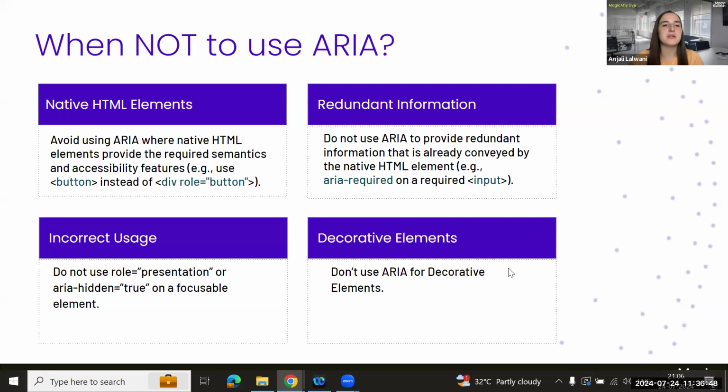This poll reads, which ARIA attribute would you use to indicate that an element is being updated dynamically? Your first option is ARIA Live, your second option is ARIA Label, your third option is ARIA Labeled By, and your fourth option is ARIA Described By.